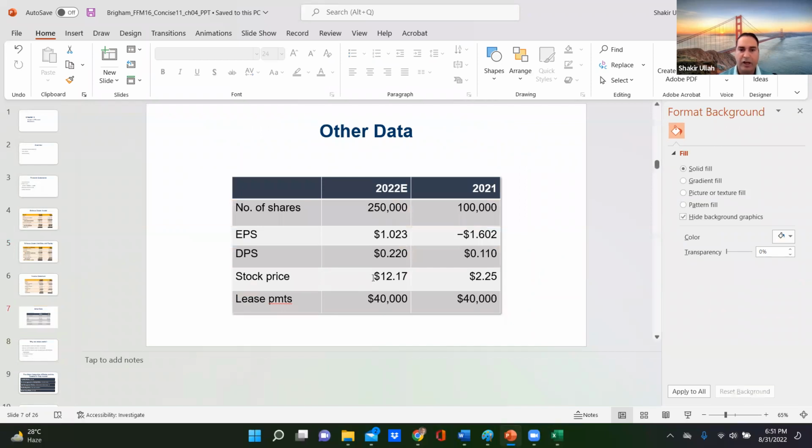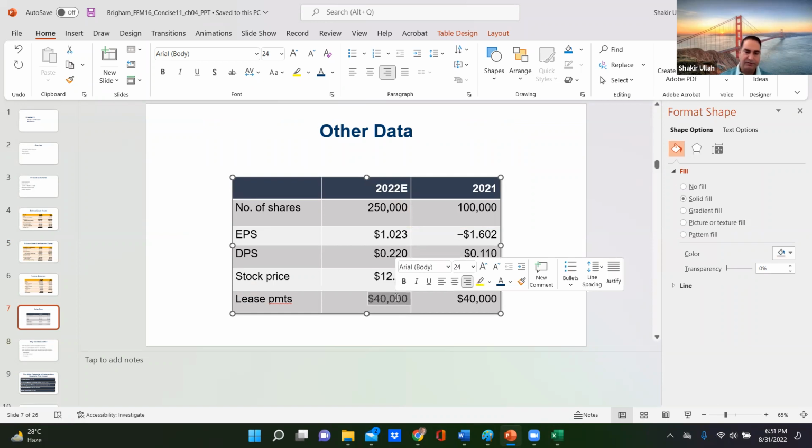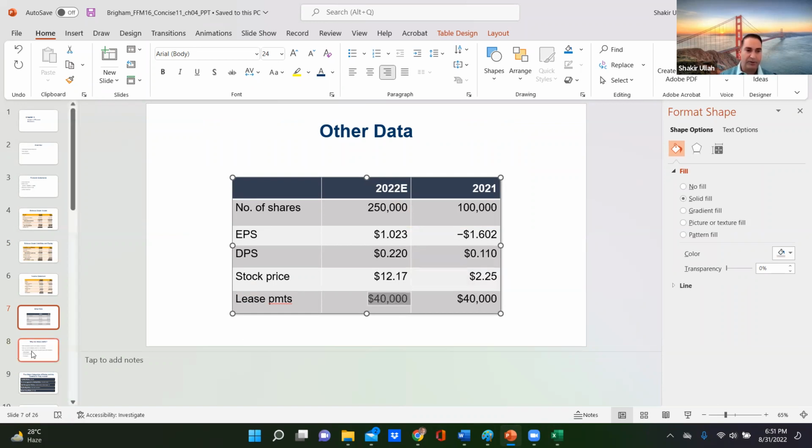And then stock price. So this is the market price of the company's share. Okay, $2.25 last year, and this year they expect it to be $12.7. And lease payments, 40,000 last time and 40,000 this year. So okay, that's the additional information we're going to use to do our calculations.